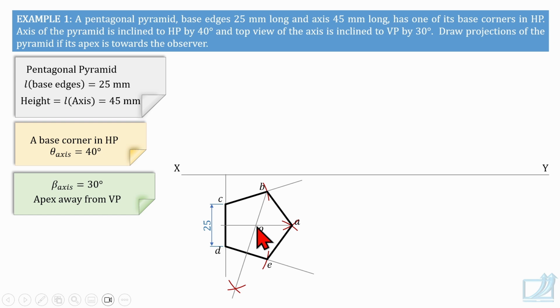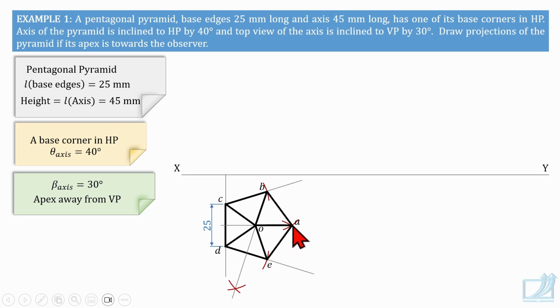Now draw all face edges. So join point O with base corners one by one. So OA, OB, OC, OD and OE. These are all face edges. So there are 5 base edges and 5 face edges. And remember, standardized labeling is very important. In the views, you will be able to identify base edges and face edges from these labels only.